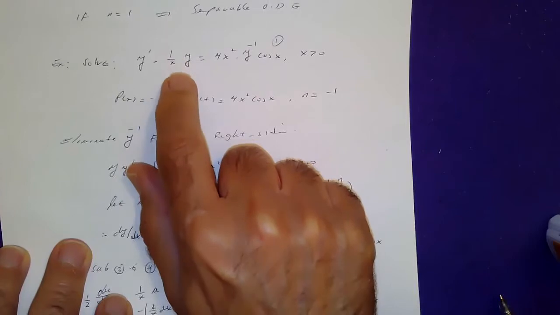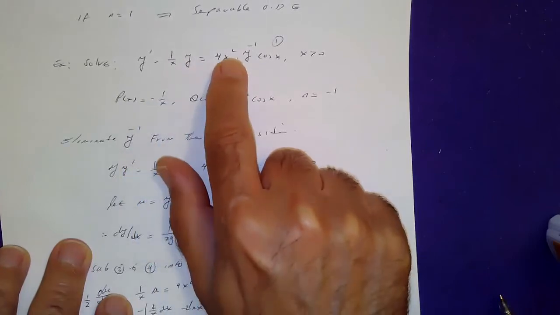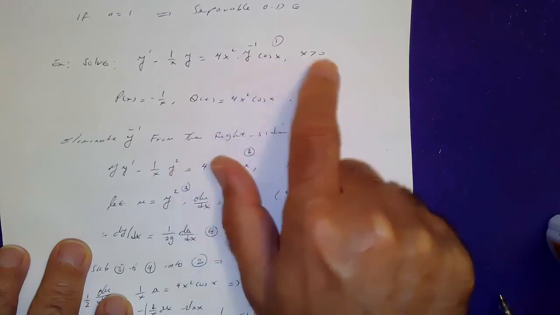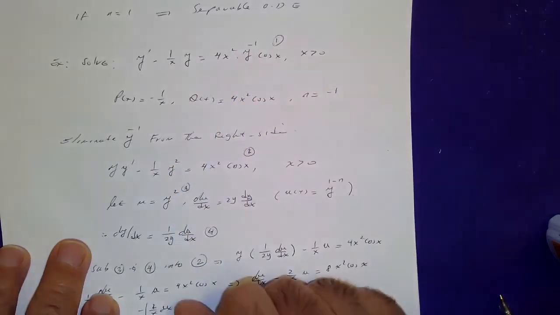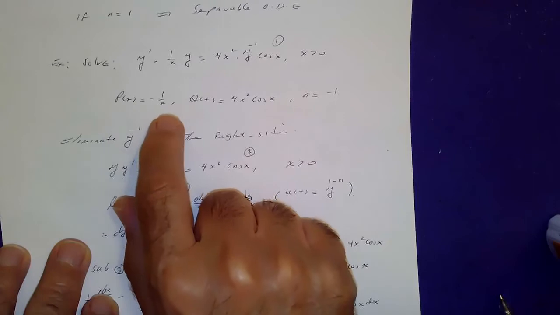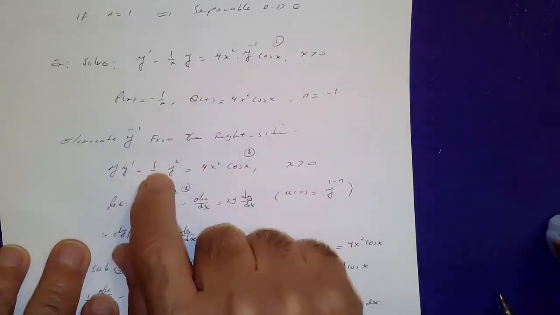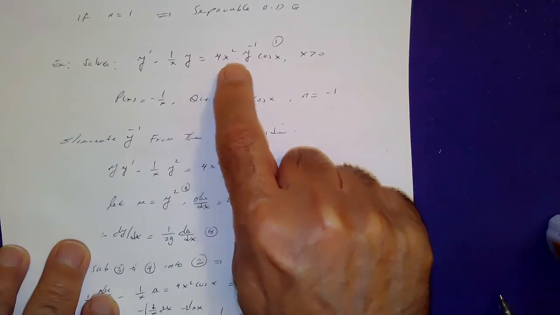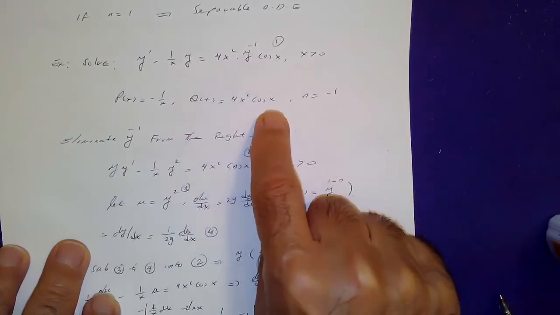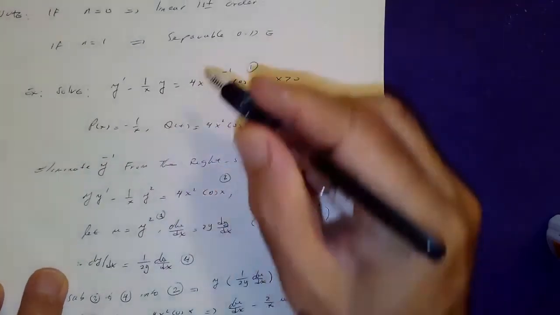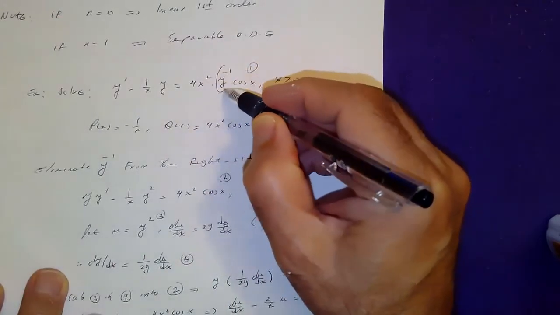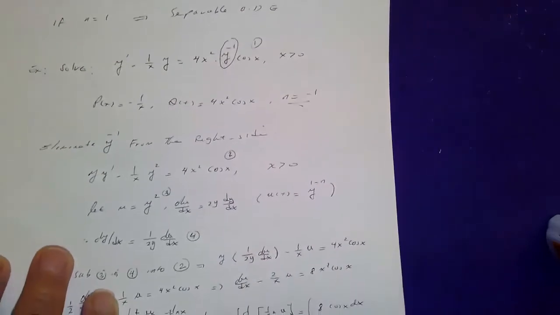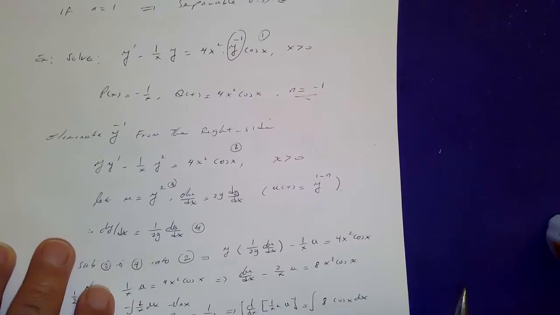y prime minus 1 over xy equals 4x squared y to the power of negative 1 cosine of x, where x is a positive number. Notice p of x is negative 1 over x. Q of x is what? 4x squared cosine of x. And this guy is my y to the n. So n is negative 1. Do you see it?